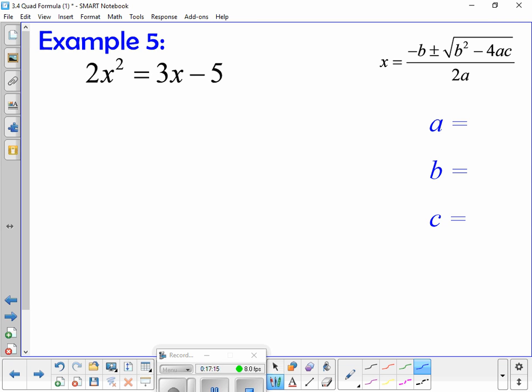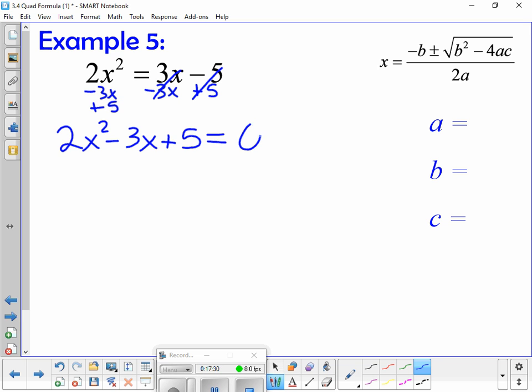Here again, we have an equation that is not equal to 0. So we're going to have to manipulate it just a bit to get it equal to 0. 2x squared minus 3x plus 5 is now equal to 0. So our a is 2, our b is negative 3, and our c is 5.